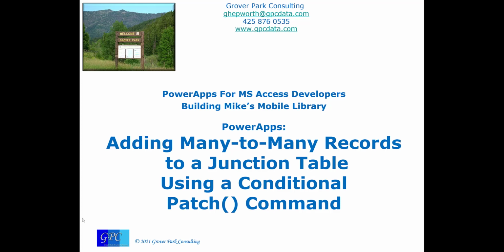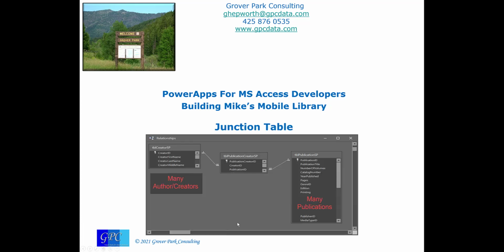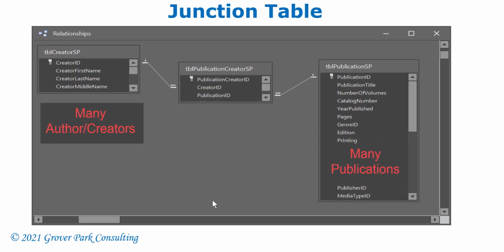Before we jump into the PowerApps application, I thought it would be a good idea to look at the relationship between the two tables we're going to work with and the junction table. In our application, we have a table of creators or authors. We also have a table of publications, so many authors and many books.